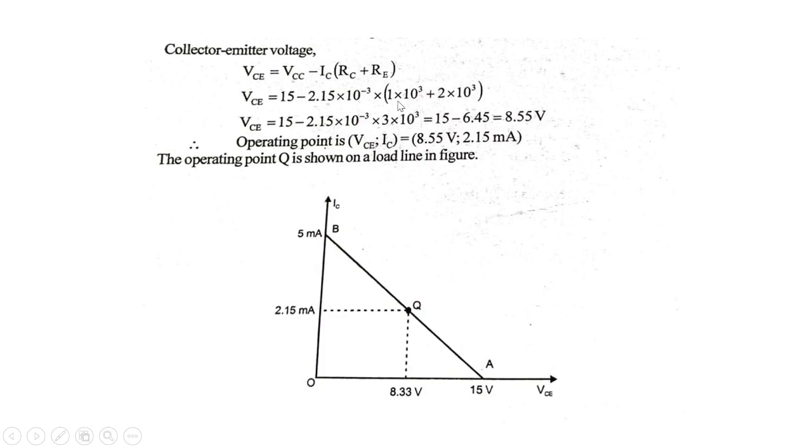Now collector emitter voltage VC equal to VCC minus IC into RC plus RE. Therefore VC equal to 8.55 volt. Therefore operating point is here VC, IC equal to 8.55 volt, 2.15 milliampere. The operating point Q is shown in load line in figure. See in figure. Thank you.